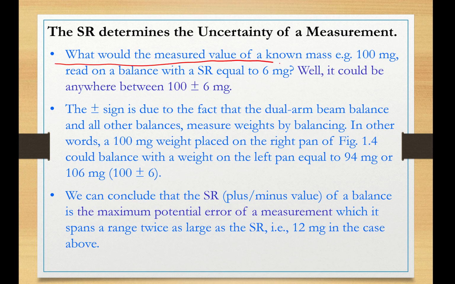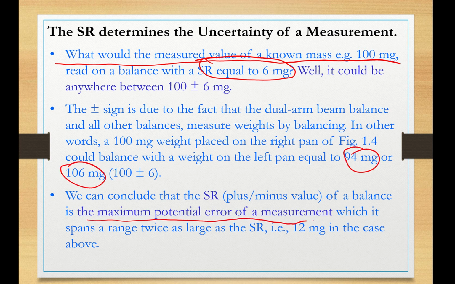So what would the measured value of a known mass, for example 100 milligrams, be when read on a balance of SR equal to 6 milligrams? As we extensively discussed in lesson 1, you would expect to measure a value between 94 and 106. So usually the maximum potential error in the measurement should span about twice the size of the SR, 12 milligrams in this case.